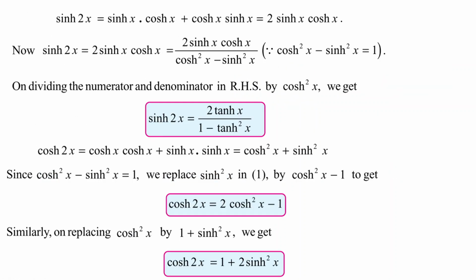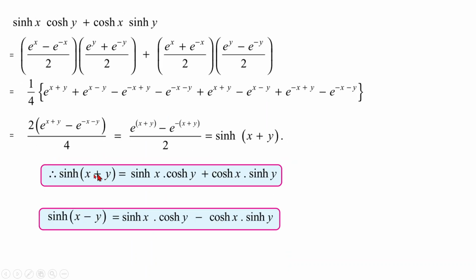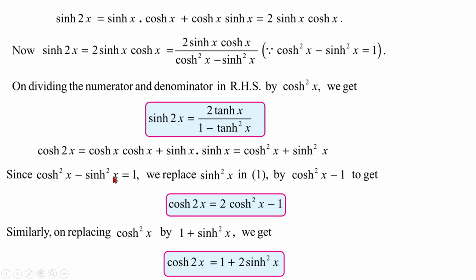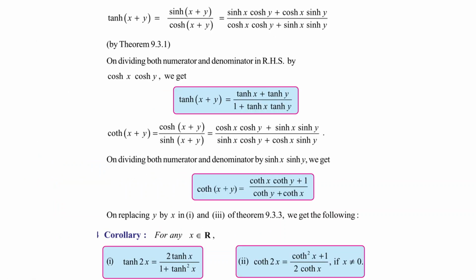Now we have done this. So you can derive all of this, no? You can derive sinh 2x. Basically, you're just substituting x in place of y. You can get all of this, cosh 2x also. Just do it once after the class. You should be able to derive all of this.